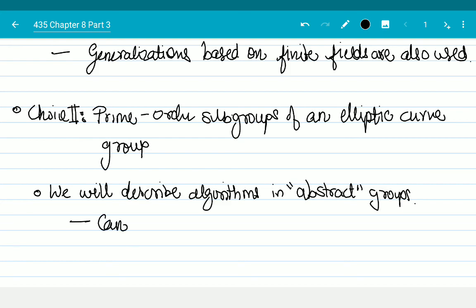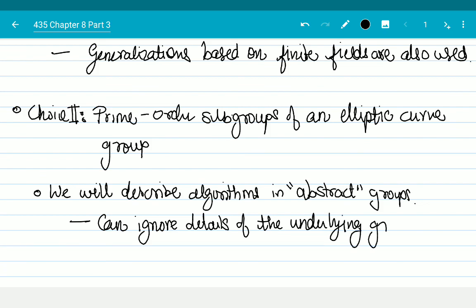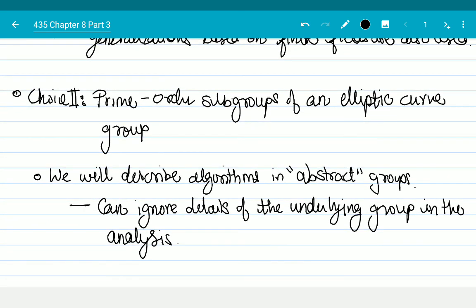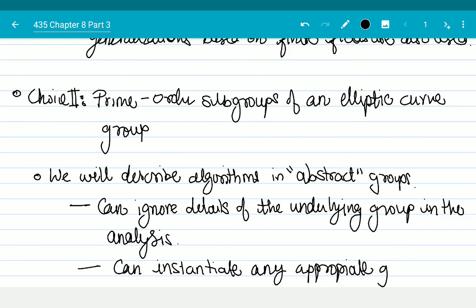Okay, we can ignore details of the underlying group in the analysis, and can instantiate any appropriate group for an implementation.